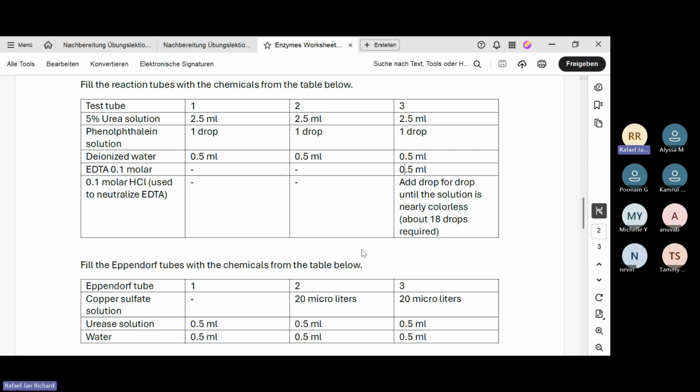This is absolutely correct. The EDTA, when it's present, is chelating the copper ions, allowing the enzyme to remain unharmed and successfully turn the solution pink. Perfect answers. That's amazing. Okay.